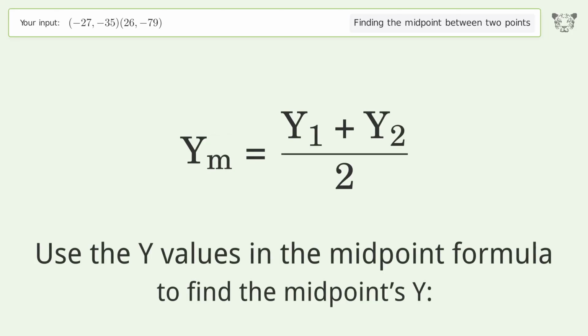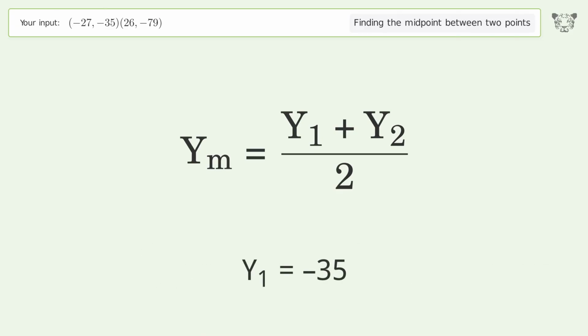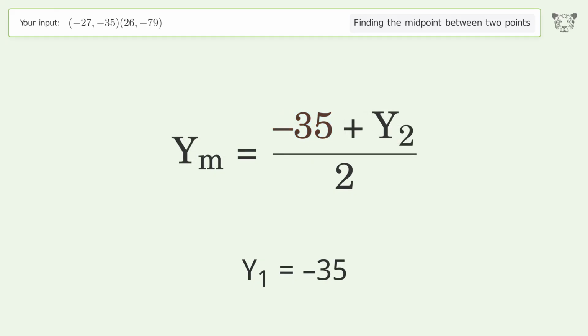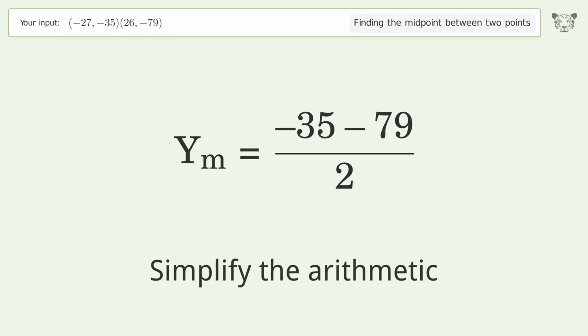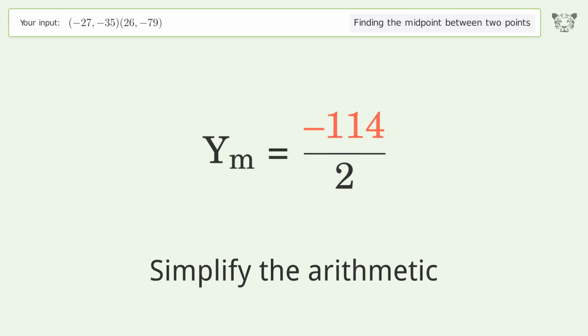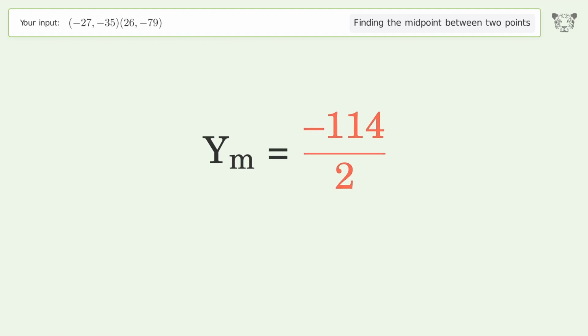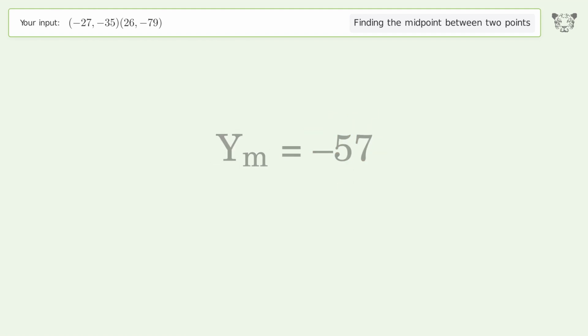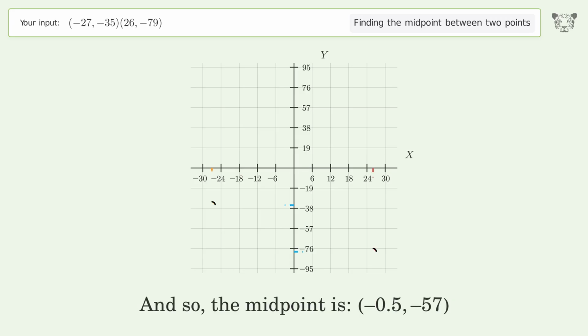Use the y values in the midpoint formula to find the midpoint's y. y1 equals negative 35. y2 equals negative 79. Simplify the arithmetic. And so, the midpoint is negative 0.5, negative 57.